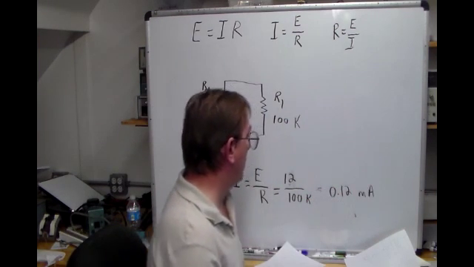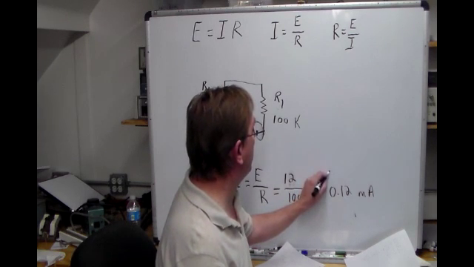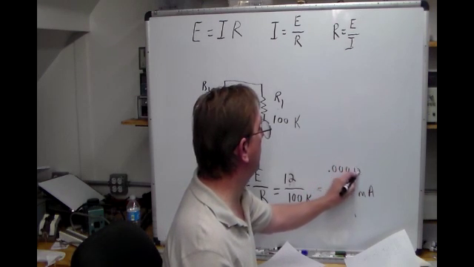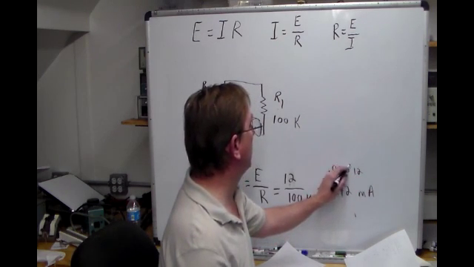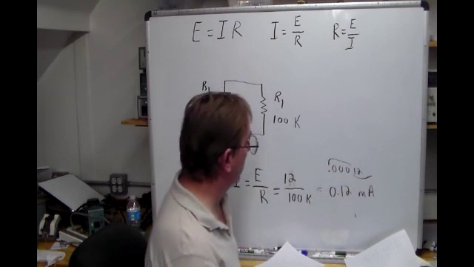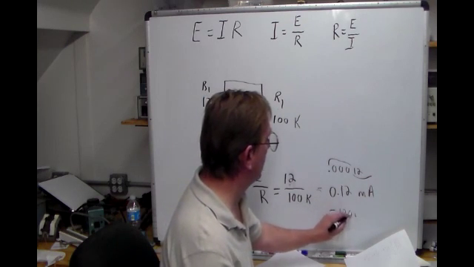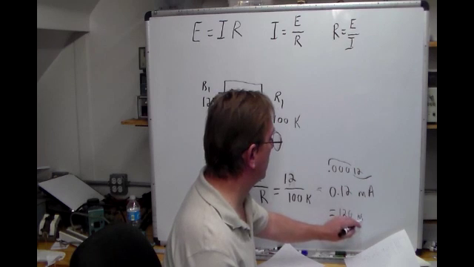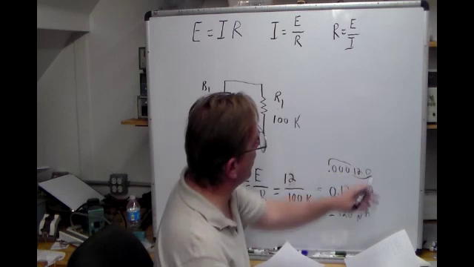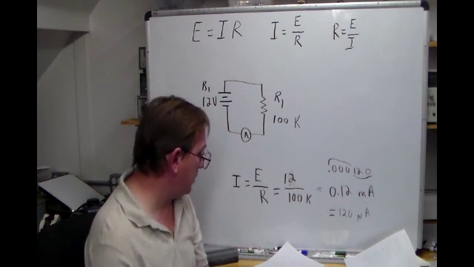Now what we end up with is 0. You're going to end up with, when you calculate it, 3 zeros, and then 1, 2. So this is your milliamps, and this here is your microamps. So that equals 120 microamps. Because you imagine there's another zero right there to complete out your microamp level.